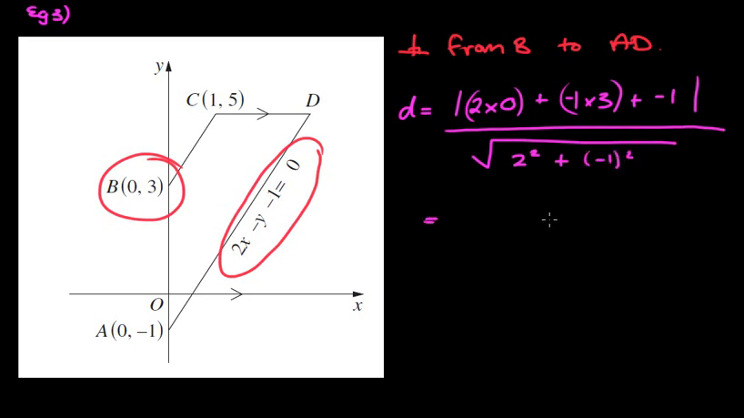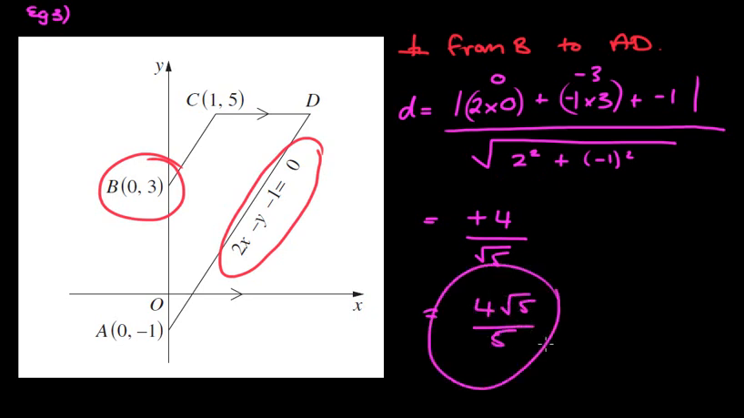Again, you could have written all the A, B, and C's out if you wished. 2 times 0 is 0, -1 times 3 is -3, minus 1, so we get 0 minus 3 minus 1, which gives me -4. But remember, we want the absolute value of -4, so we'll take 4 over 2 squared is 4, plus 1 squared is 5, square root of 5, which we know to be 4 root 5 over 5. That's my answer. Okay, I simply rationalize that by timesing by root 5 over root 5. And that's it.